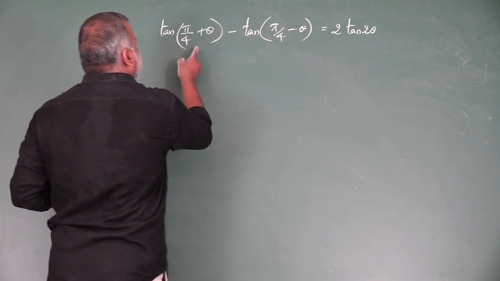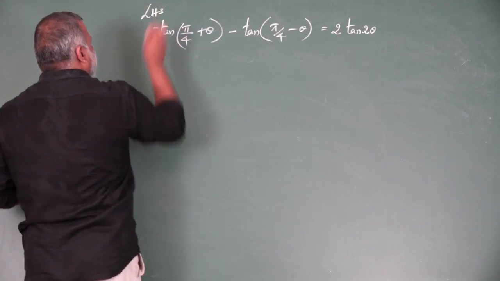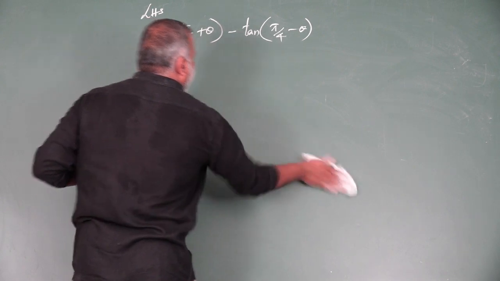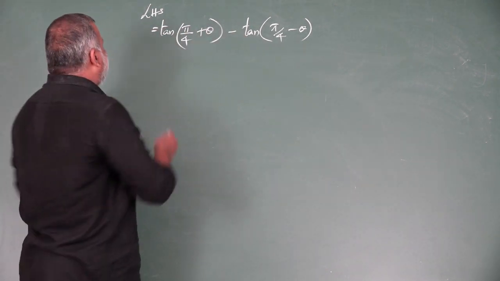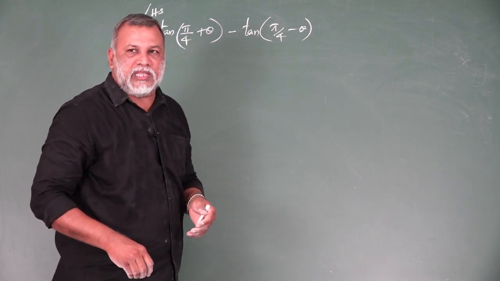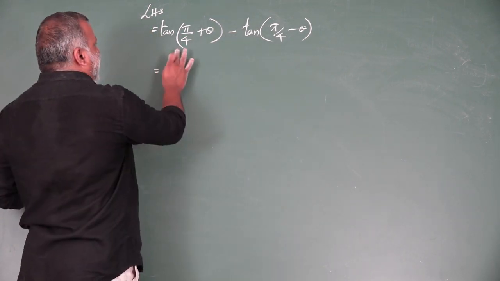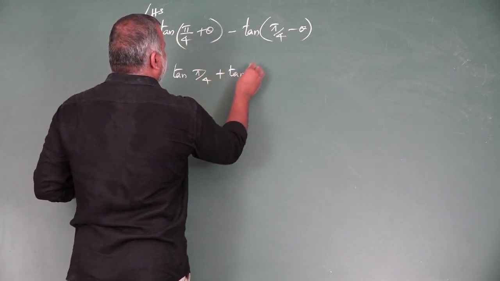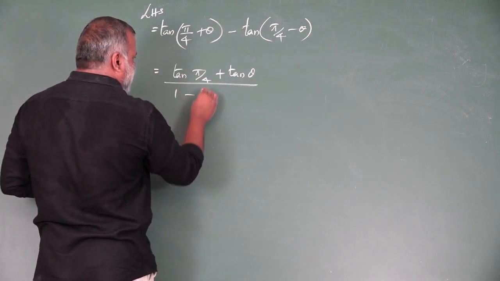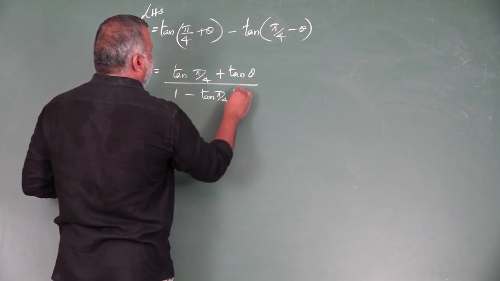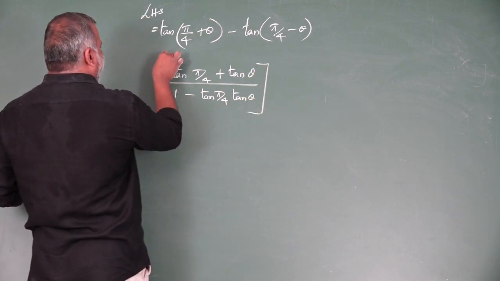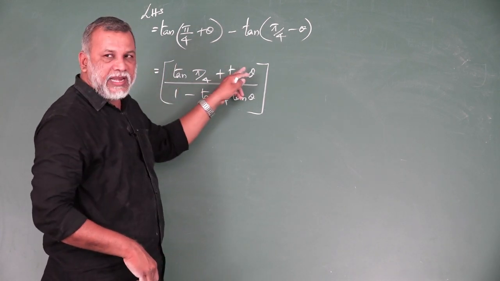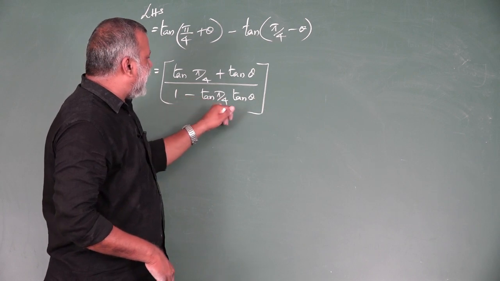Now select your LHS. So I am selecting the LHS. If you take your LHS value, then simplifying, you can get your RHS. Now listen, in your LHS, tan of A plus B equals tan A plus tan B divided by 1 minus tan A tan B. This is the simple logic we are using.